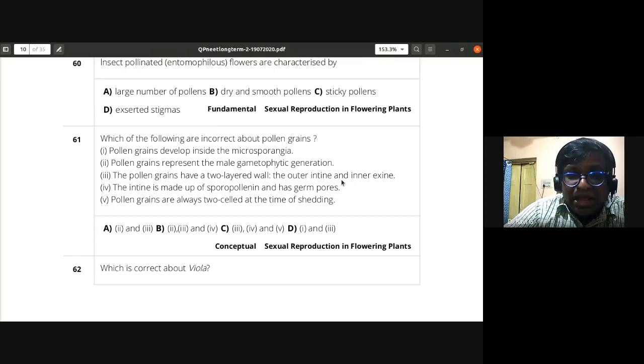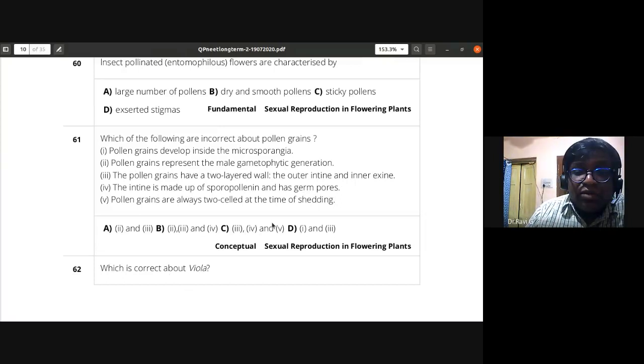Pollen grains have a two-layered wall, yes, but the outer is called exine. The exine is made up of sporopollenin and not intine. So the fourth one is also a wrong statement. Pollen grains can be shed as three-celled pollen grains also. So 60% shed them as two-celled and 40% as three-celled. So they are not always two-celled. So third, fourth, and fifth are wrong statements. C is the answer.